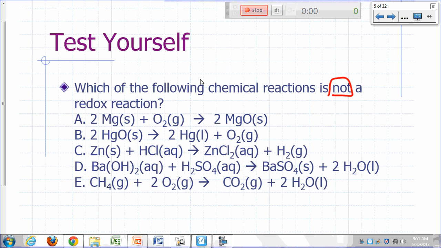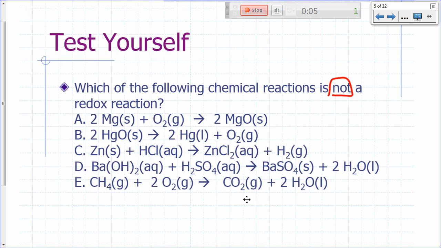Start the poll. First thing I look for is what? An elemental substance, right? If you see an elemental substance, you know it's a redox reaction. Process of elimination leaves one possible answer for this question. Let's see.